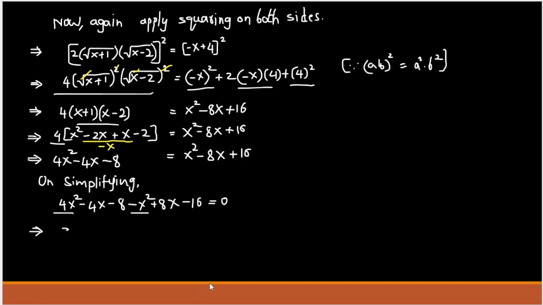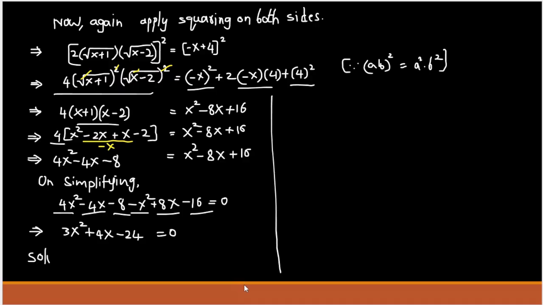Now on simplifying, we are taking the terms on the right side to the left side. So we get 4x square minus 4x minus 8. Here whatever the plus terms become minus terms, and the minus terms become plus terms. So plus x square from the right side becomes minus x square on the left side, and minus 8x becomes plus 8x, and plus 16 becomes minus 16. And on simplifying, we get 4x square minus x square, so it is 3x square, and minus 4x plus 8x, which is 4x, and minus 8 minus 16 is minus 24. This is a quadratic equation since the highest degree of the variable is 2.